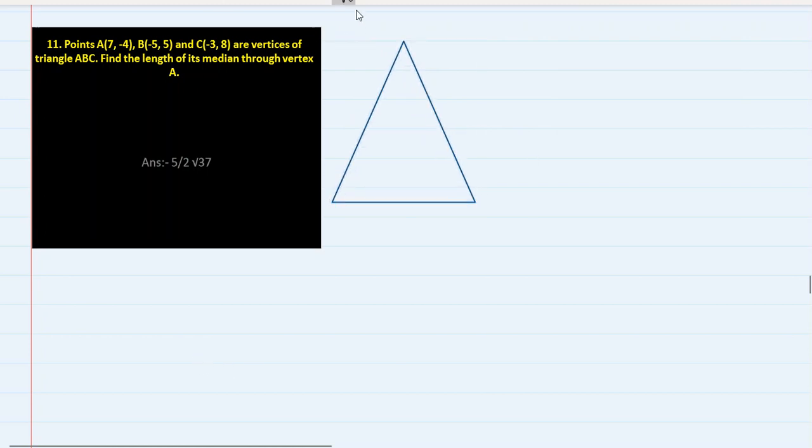Okay, let's say this is triangle ABC. Point A is 7 comma minus 4. Point B is minus 5 comma 5. Point C is minus 3 comma 8. These are the vertices of triangle ABC. Find the length of its median through vertex A.